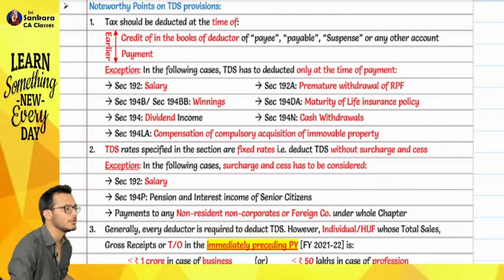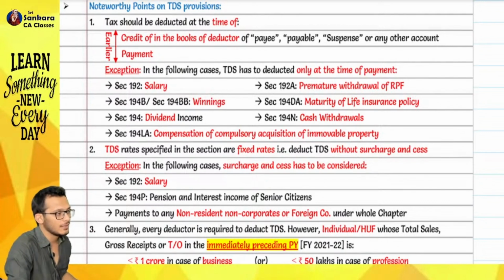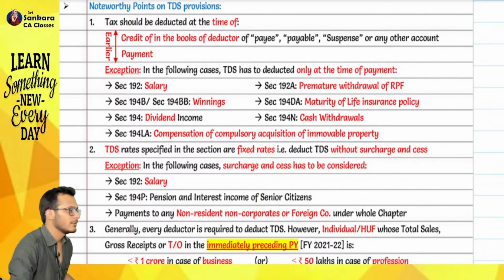If it is more than 1 crore, you will deduct TDS under HIJACR. If it is less than 1 crore, you will not deduct TDS under HIJACR. Who will not deduct? Individual and HUF. Clear? Yes.